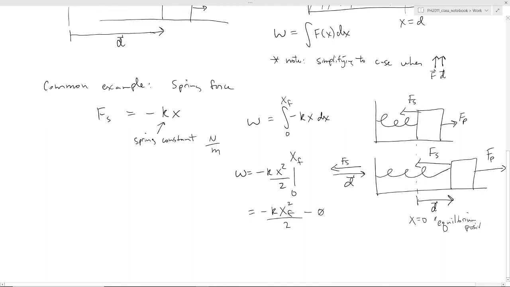And I should clarify here, x equals 0 is the equilibrium position. So where the block and spring starts from, where it's at rest.